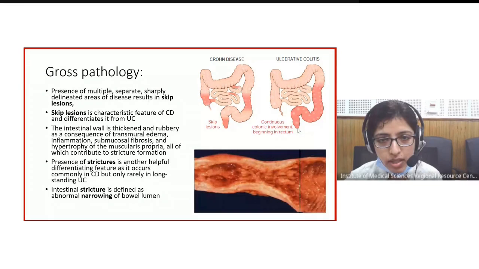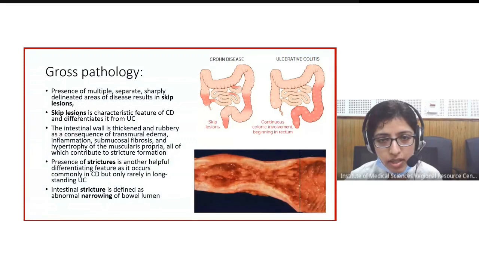Why? In ulcerative colitis, there is a continuous involvement of a segment. This is the rectum, and this is the descending colon, and there is continuous involvement. We do not see any uninvolved segment in between. So there are no skip lesions in ulcerative colitis. As I had mentioned at the outset, these two diseases differ in their phenotype, in their morphological expression. So this is one gross feature that, if present, will help us differentiate. This is Crohn's disease, there are skip lesions. Here there is continuous involvement, this is ulcerative colitis, right?